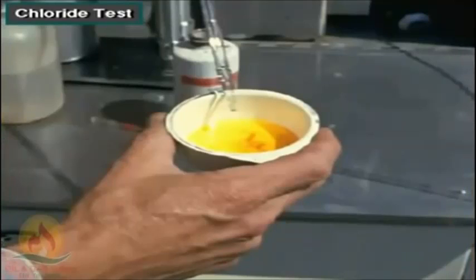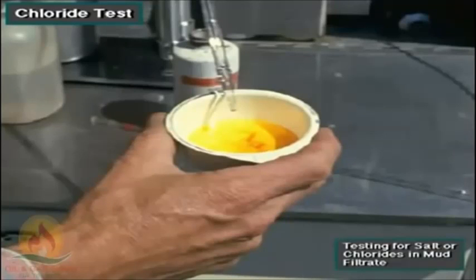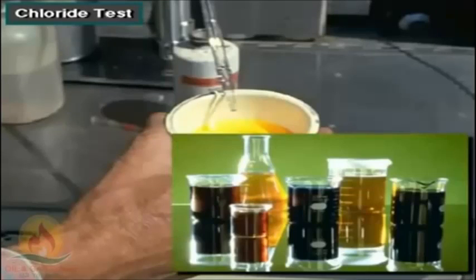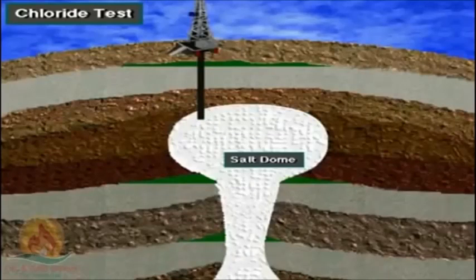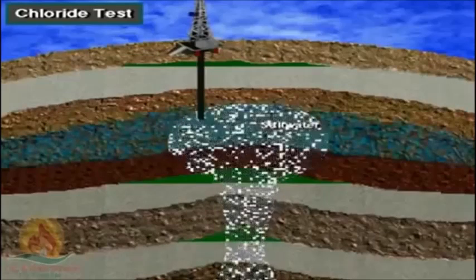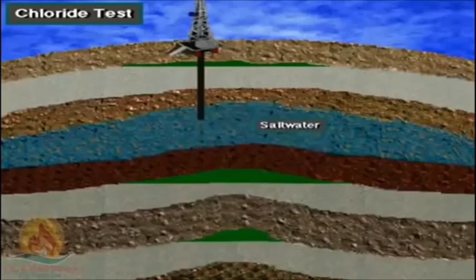Mud engineers may run other drilling mud tests. One common test is for salt or chlorides in the mud filtrate. By adding potassium chromate and other chemicals, the engineer can determine if the hole has penetrated a salt formation. He can also determine whether salt water has entered the wellbore, which may be a sign of a kick.